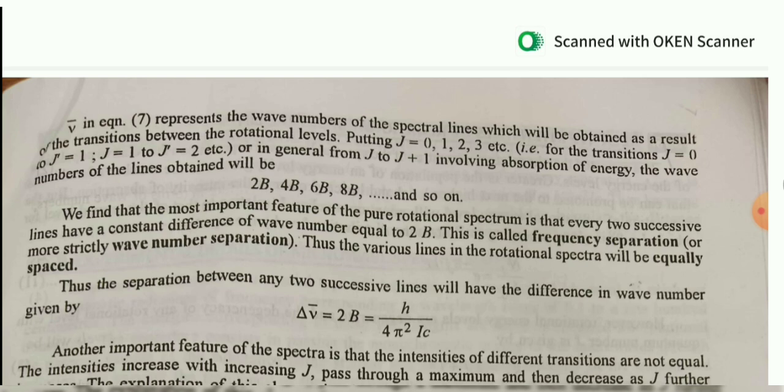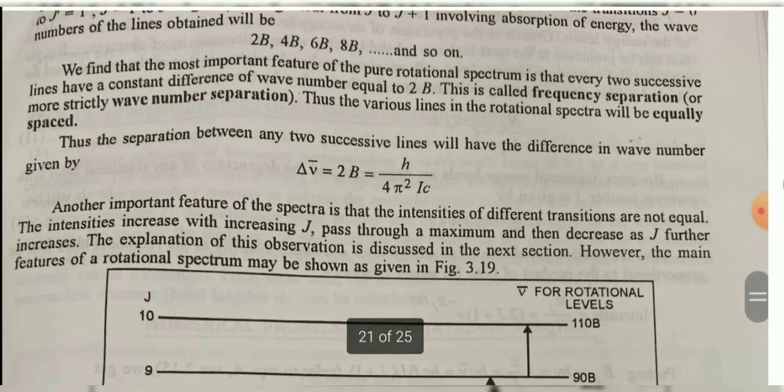Putting J equal to 0, 1, 2, 3, etc., or in general form J to J plus 1, involving absorption of energy, the wave numbers of the lines obtained will be 2B, 4B, 6B, 8B, and so on. We find that the most important feature of the pure rotational spectrum is that every two successive lines have a constant difference of wave number equal to 2B. This is called frequency separation. Thus, the various lines of the rotational spectra will be equally spaced. The separation between any two successive lines will have the difference in wave number given by delta nu bar is equal to 2B, which is equal to h upon 4 pi square Ic.